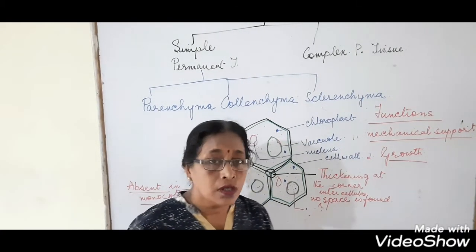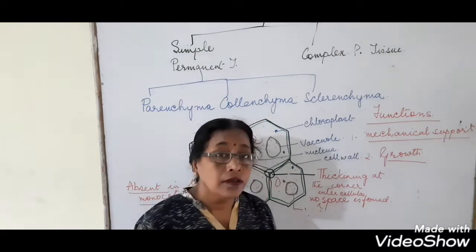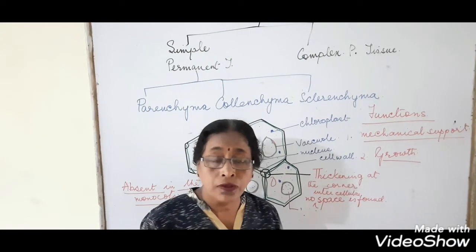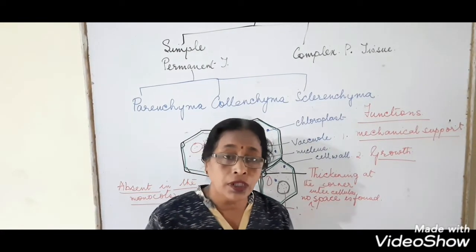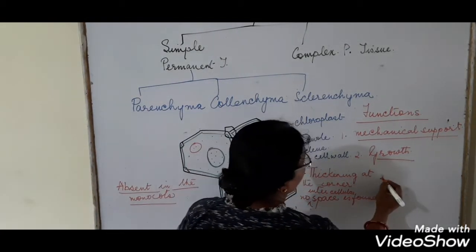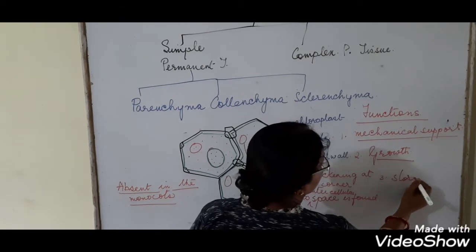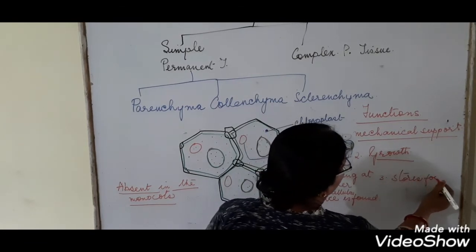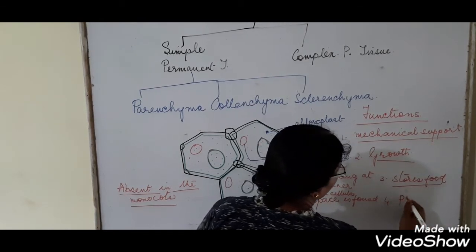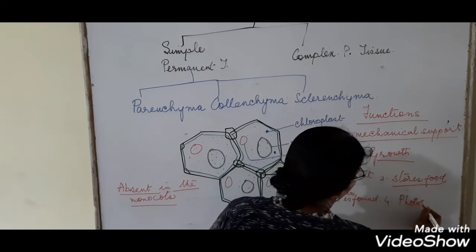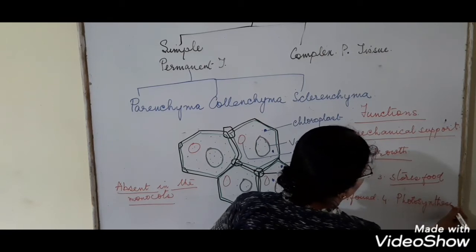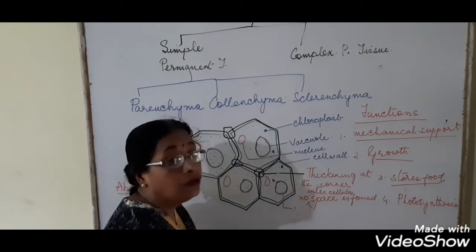It also stores food because they are living cells. They can store food and also undergo photosynthesis. They are present in the green parts of the plants, so they can also undergo photosynthesis. So we can write that it stores food and also helps in photosynthesis because they are present in the green part of the plants.